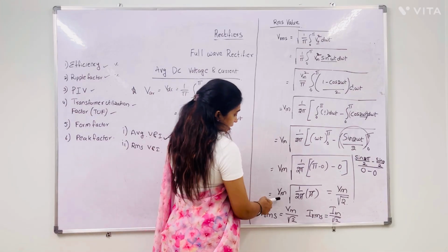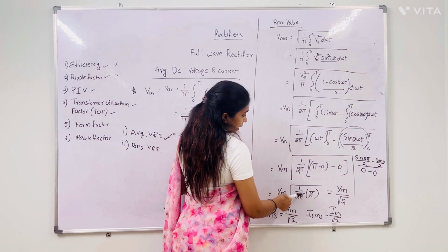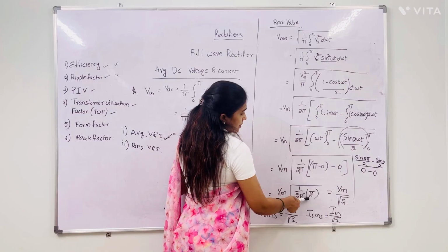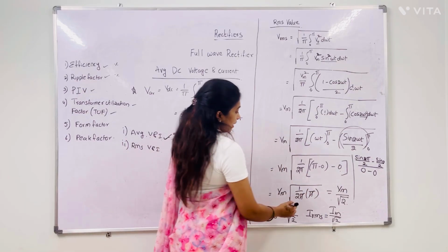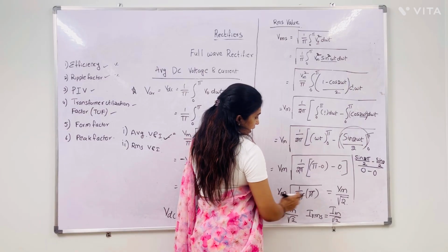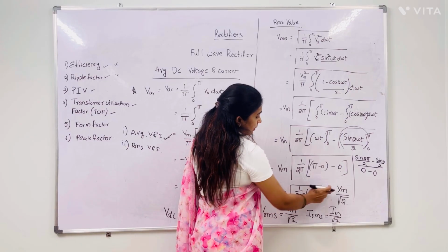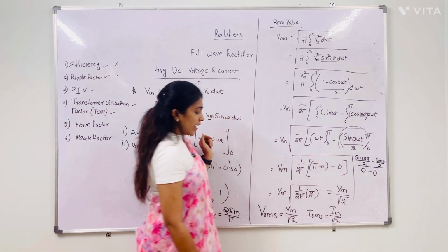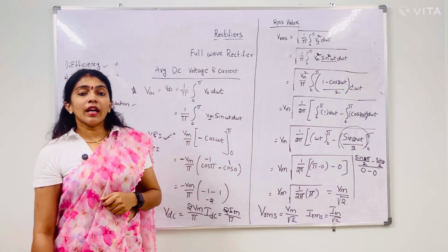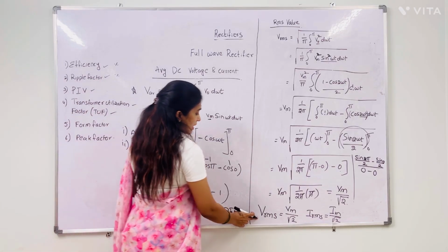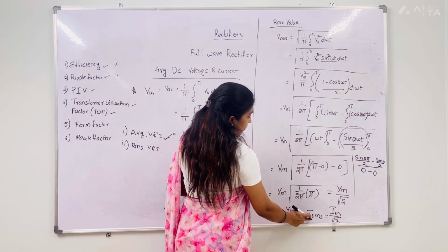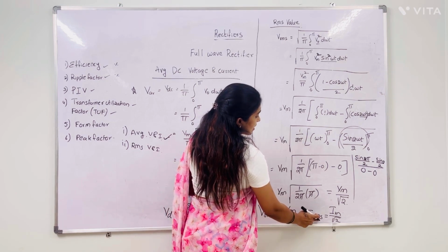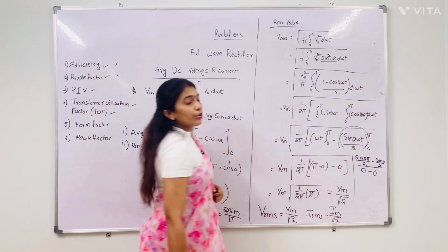Next, Vm under root 1 by 2 pi, pi minus 0 as pi. So pi and pi get cancelled. Finally we got Vm by root 2. So the V RMS value is Vm by root 2. Similarly, the current equation, that is I RMS equals Im by root 2.